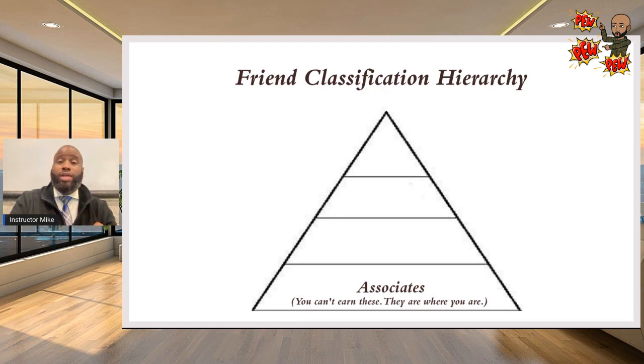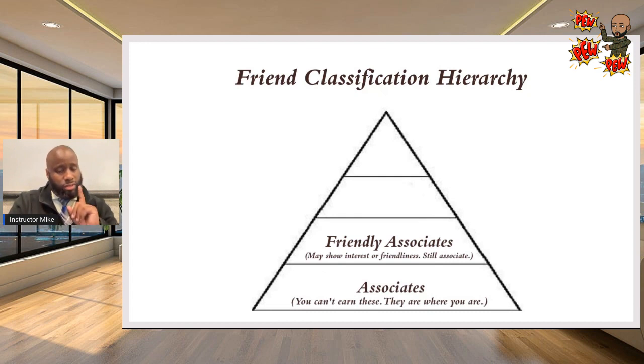The next one on top of that is a friendly associate. Friendly associates. What are friendly associates? They may show interest or friendliness toward you. Make no mistake, they're still an associate. They just may show an interest or friendliness toward you. Okay. Then the next one you have is a friend.